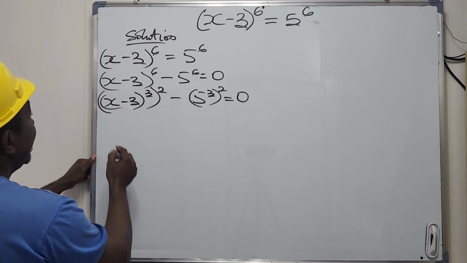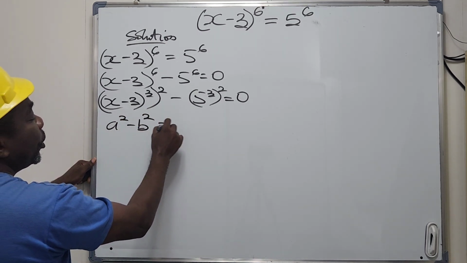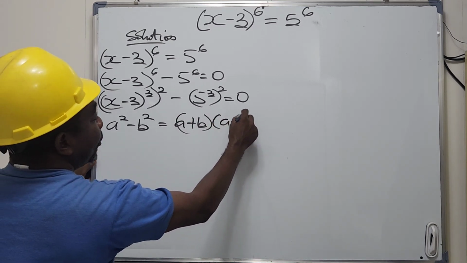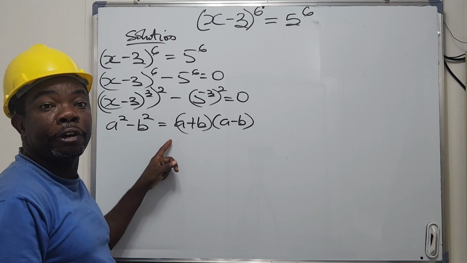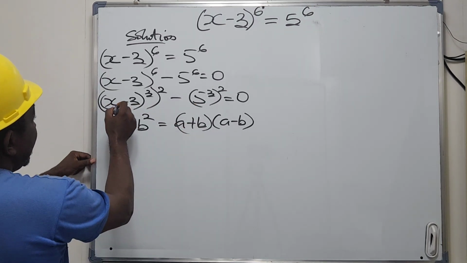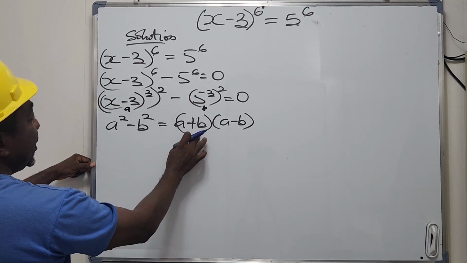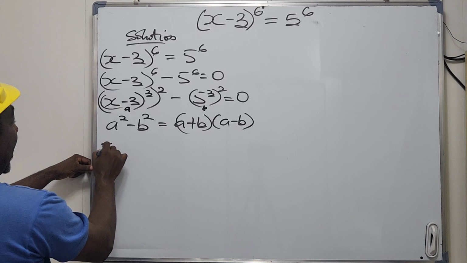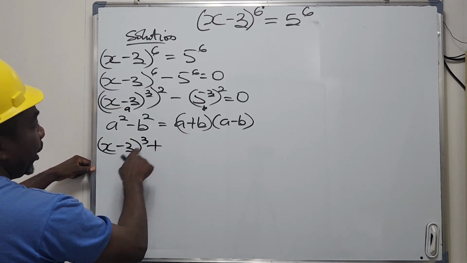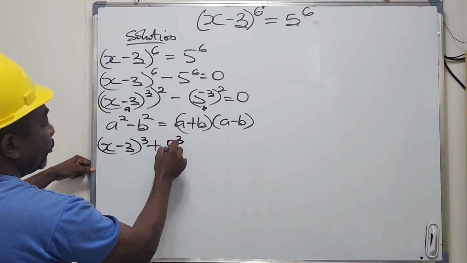If you look at this, it is in the form a^2 − b^2, which is equal to (a + b)(a − b). This is the solution of the difference of two squares. So we are going to express this in this format. This is our a and this is our b. So we have (x − 3)^3 plus, this is for a, and we bring down b. b is 5^3.